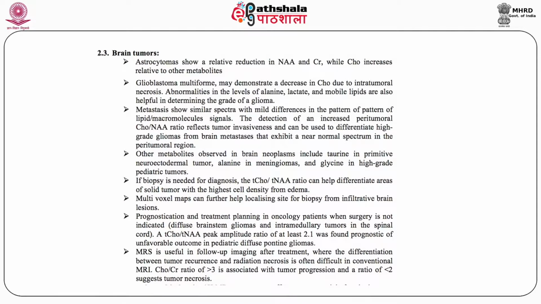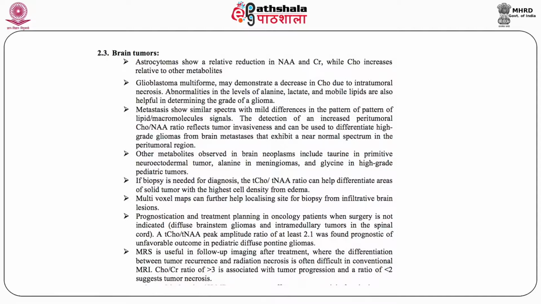Application in brain tumors. Astrocytoma shows a relative reduction in NAA and creatine while choline increases relative to the other metabolites. Glioblastoma multiforme may demonstrate a decrease in choline due to intratumoral necrosis. Abnormalities in the level of alanine, lactate and mobile lipids are also useful in determining the grade of a glioma. Metastasis shows similar spectra with mild differences in the pattern of lipid macromolecule signals.